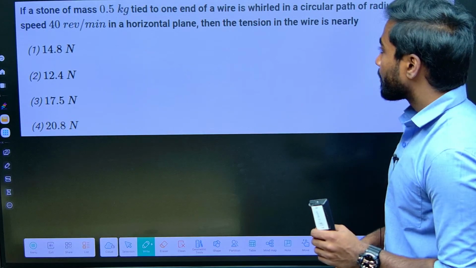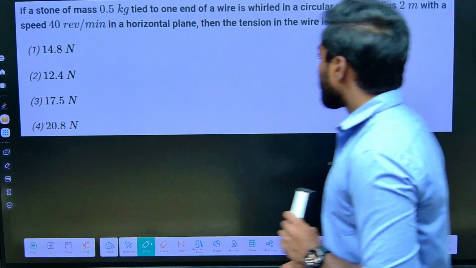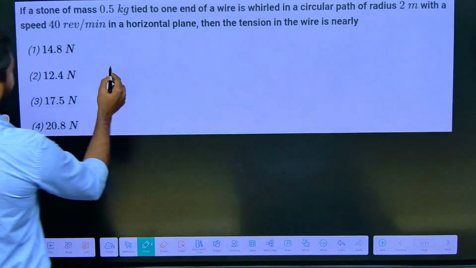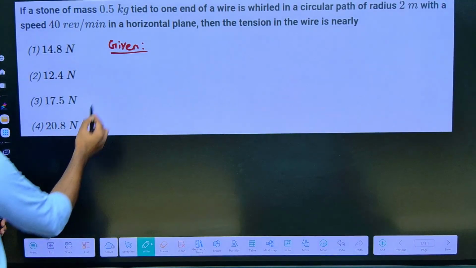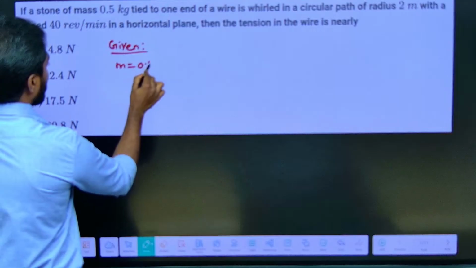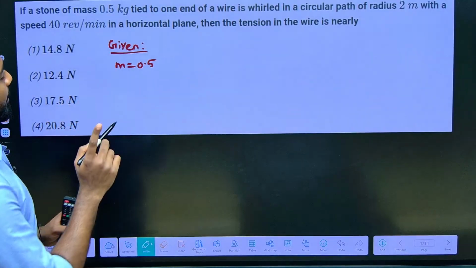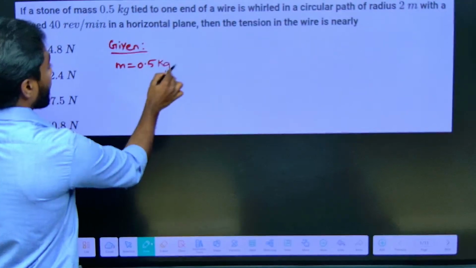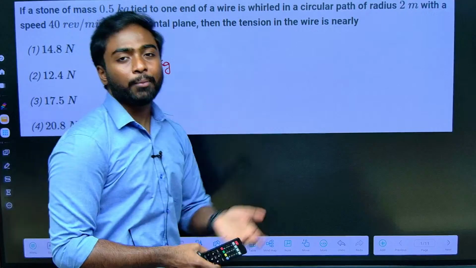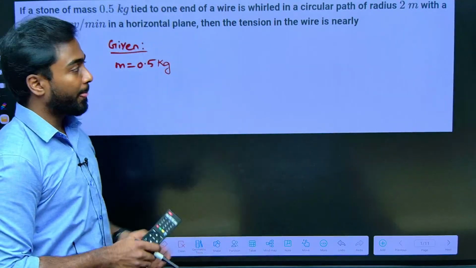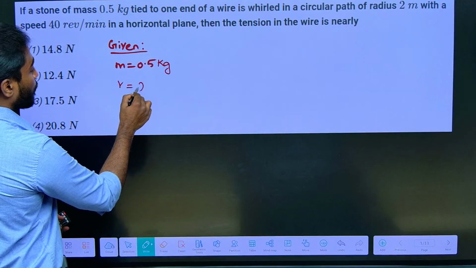0.5 kg is tied to one end of a wire and whirled in a circular path of a radius 2 meter. Okay, so what are the given terms first? I'll write that. Mass m is equal to 0.5 kg. Please make note of the units also, because of the unit the whole problem answer can go wrong. The radius of the circle is given as 2 meter.